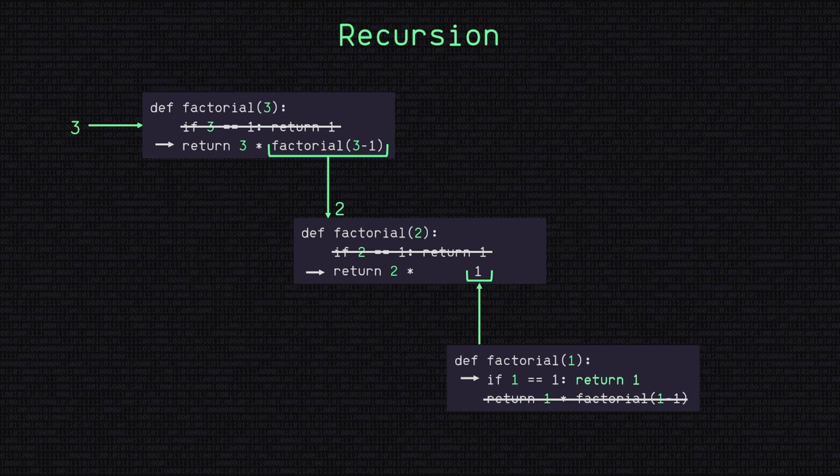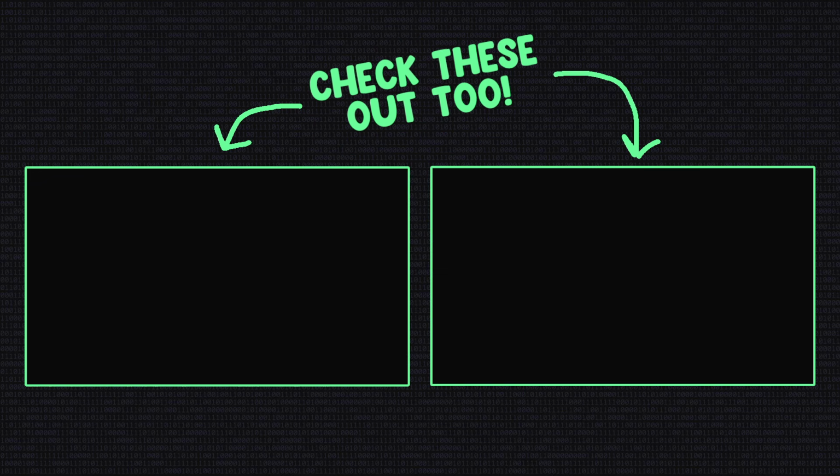2 times 1 is just 2. So we return 2 to our initial function call. And we can also perform that calculation. 3 times 2 is 6, so our answer here is 6. So hopefully that helped you understand recursion a bit better.